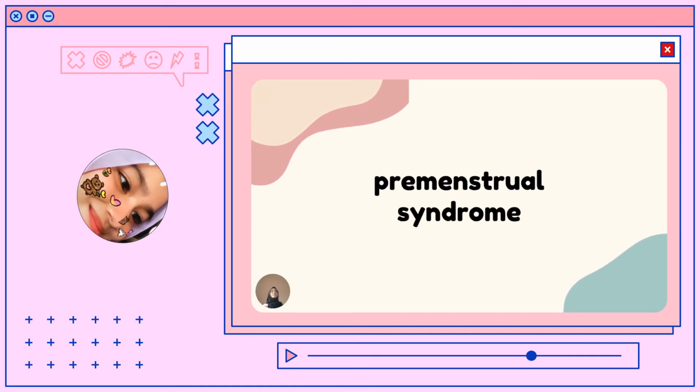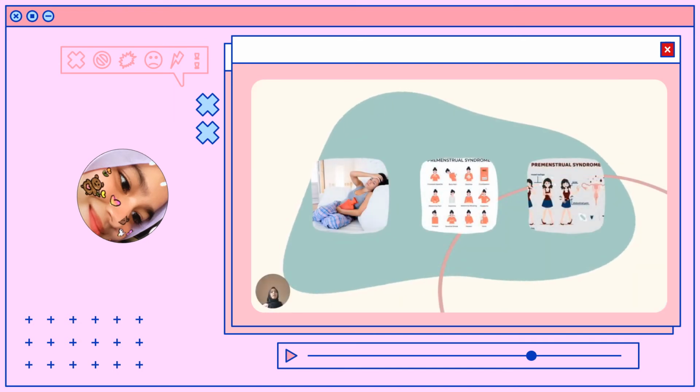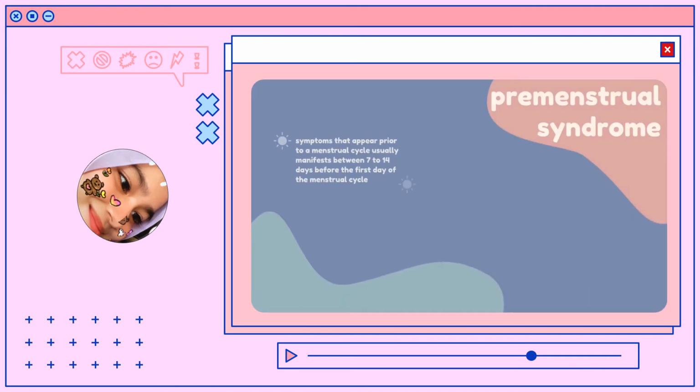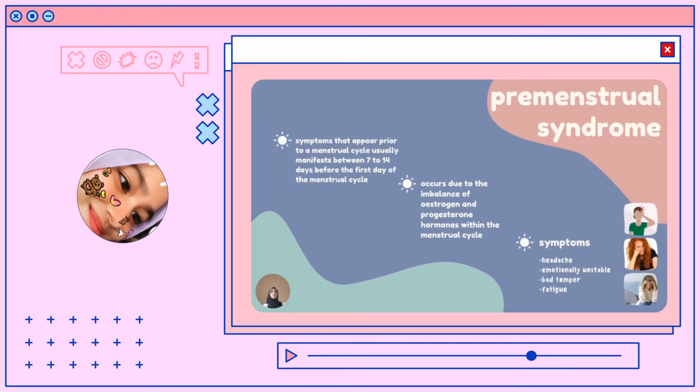Okay, PMS symptoms usually will go away within a few days after a woman's period starts, as hormone levels begin to rise again. So you don't have to be worried. The PMS symptoms will go away. It will not last forever. Okay, so let's move on into the details.